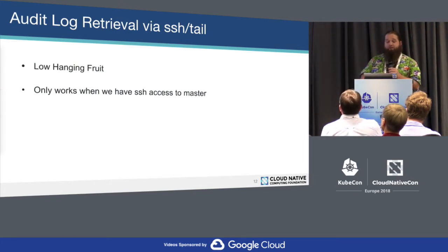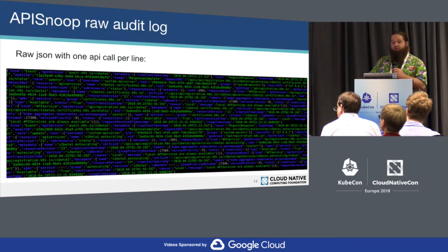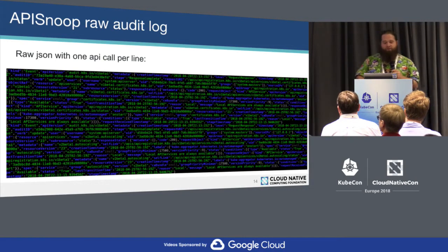So for now, we're looking at audit log retrieval via SSH and tail, and we're just SSHing to the master to retrieve those logs. It looks something like this. Find your API server container, follow the logs, and output them to your local file. Any questions? The output looks like this. It's raw JSON, lots of data, but it's nice because we can know everything about the parameters going into the functions that we're calling via the API, and the output, and the time, and the pod, and it's really useful information.